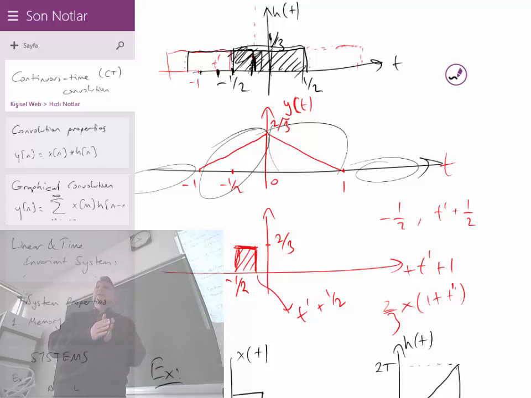And when they completely overlap with each other, when t prime is equal to 0, the level will be 2/3, and it will be from -1/2 to +1/2. So the width is 1. 1 times 2/3 is 2/3. That's the area. So that's why it's increasing up to 2/3.